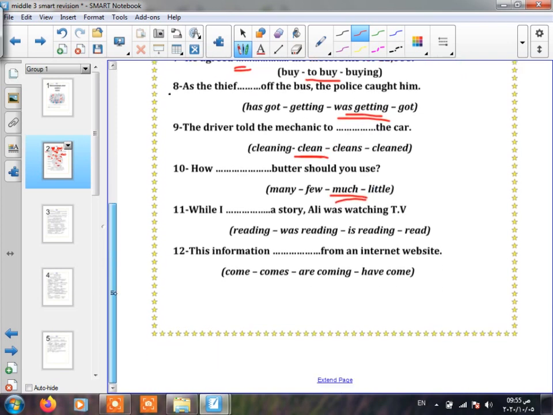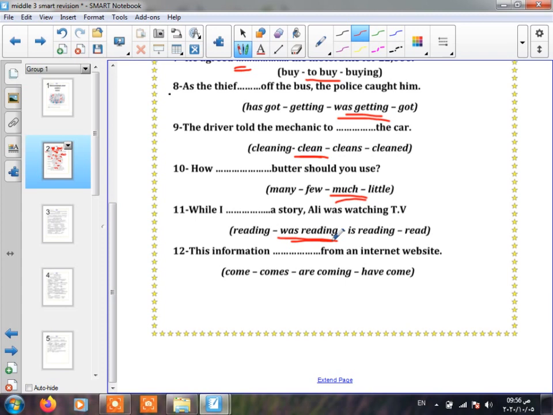Okay, number 11. While I read a story, Ali was watching TV. So this is past continuous. So while I was reading a story. The past continuous is used for three things, and one of these usages is two actions in the past, and these two actions were happening together at the same time without any interruption. Like an action was happening and another action was happening at the same time. So while I was reading a story, Ali was watching TV, because Ali did not interrupt me while I was reading the story, and I did not interrupt Ali while he was watching TV.